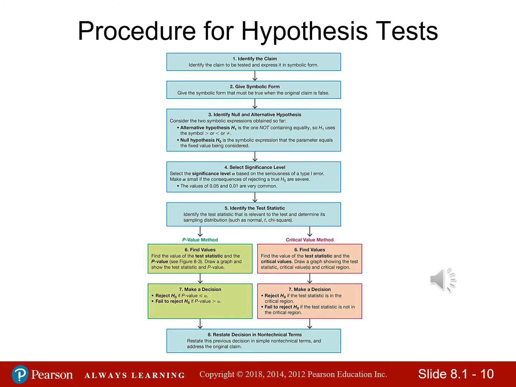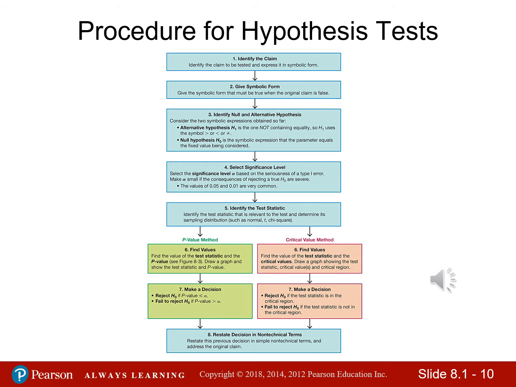The first step is to identify the claim. The second step is to give symbolic form. The third step is to identify the null and the alternative hypotheses. The fourth step, we select our significance level. For our fifth step, we identify the test statistic. For step 6, we have to choose between two methods, the p-value method or the critical value method.